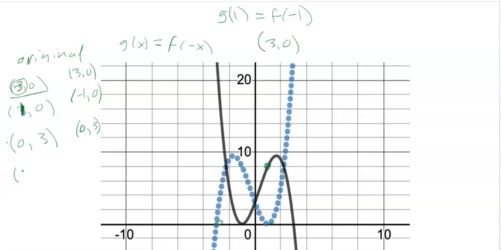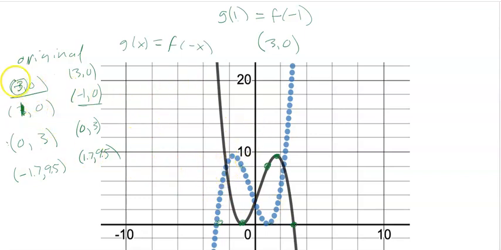Another point that was interesting on our original function was this negative 1.795 of the relative max. Well, now that becomes a positive 1.795. And you can see these points are on the graph of our new function g of x. I graphed this using some software, and it graphed it correctly, so we can look and see negative 1, 0. Yep, it's right there. 3, 0. Yep, it's right there.